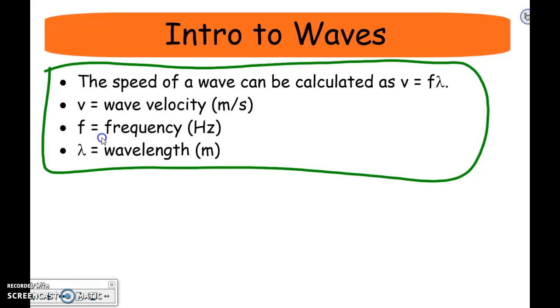V stands for velocity. In this case, they're just specifying that it's for a wave. So you don't even need the word wave here, but we're talking about waves, so we're just going to clarify: v is the wave velocity. The unit for that is meters per second, which part you guys already know about. Frequency is the letter f, and that stands for hertz.